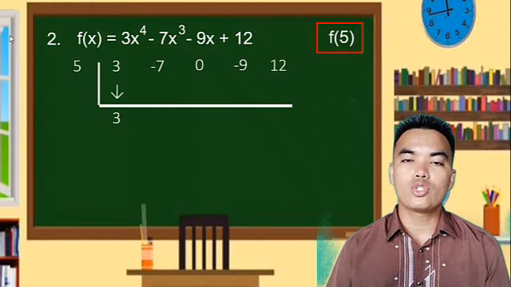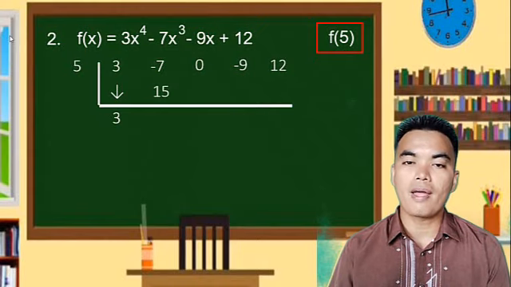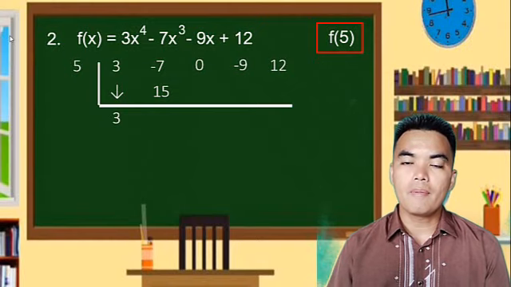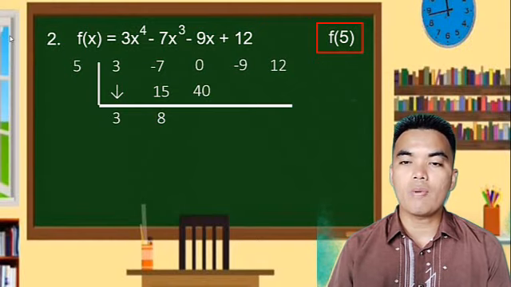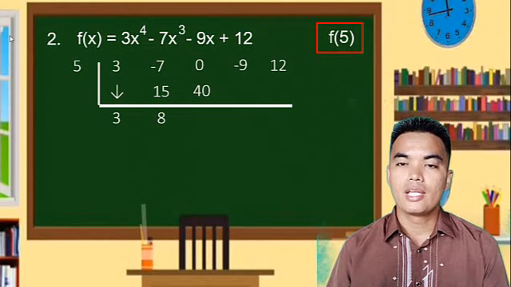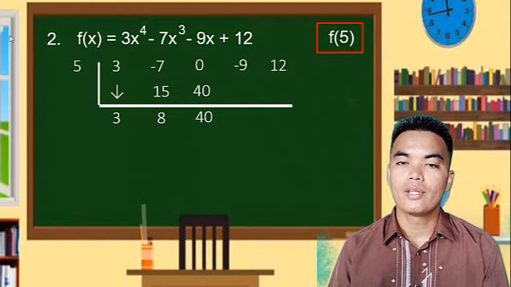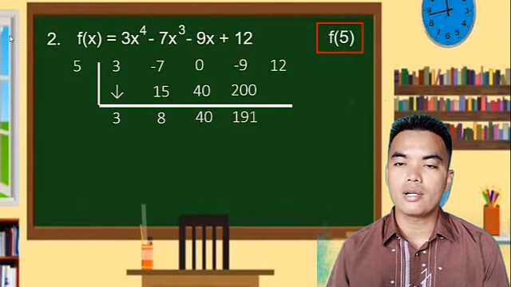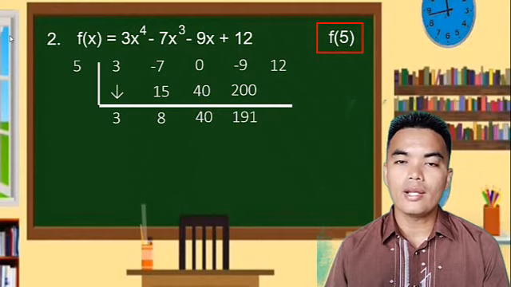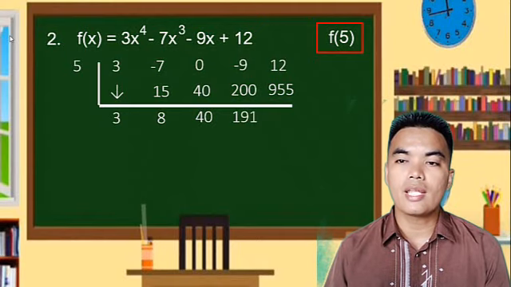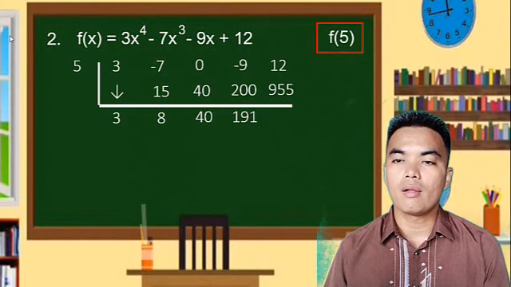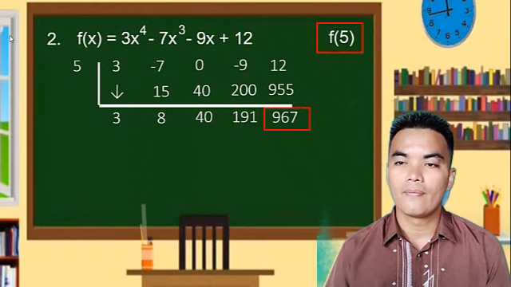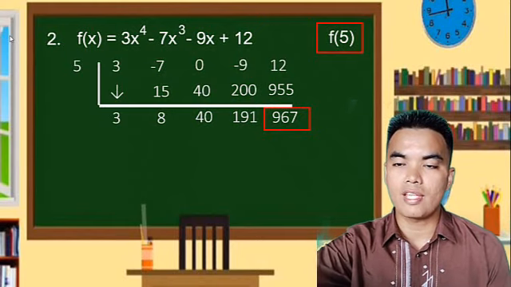Again, we bring down 3, then multiply it by 5. 3 times 5 is 15, negative 7 plus 15 is 8. 8 times 5 is 40. 0 plus 40 is 40. 40 times 5 is 200. Negative 9 plus 200 is 191. 191 times 5 is 955. 12 plus 955 is 967. So our answer is 967.